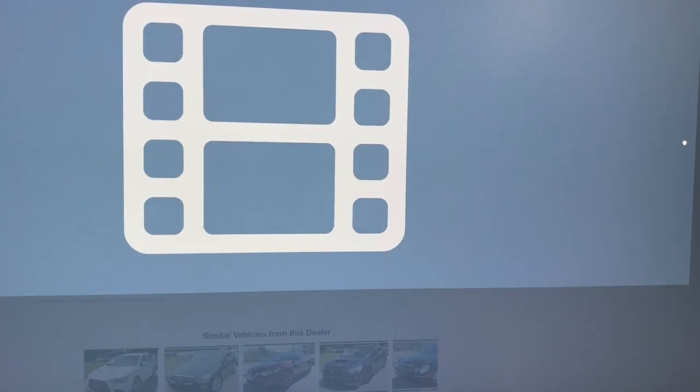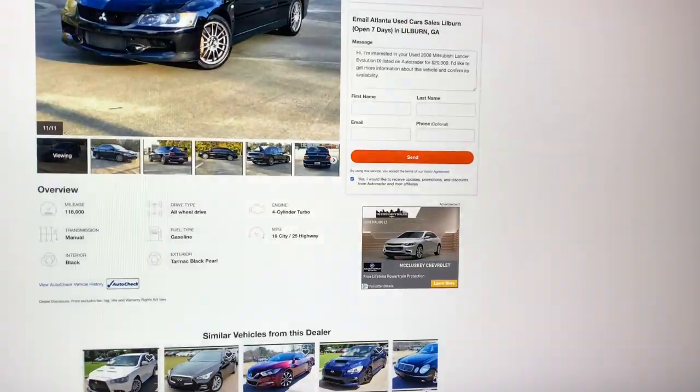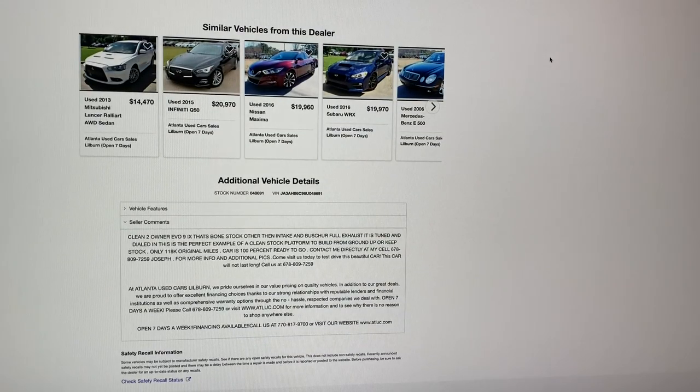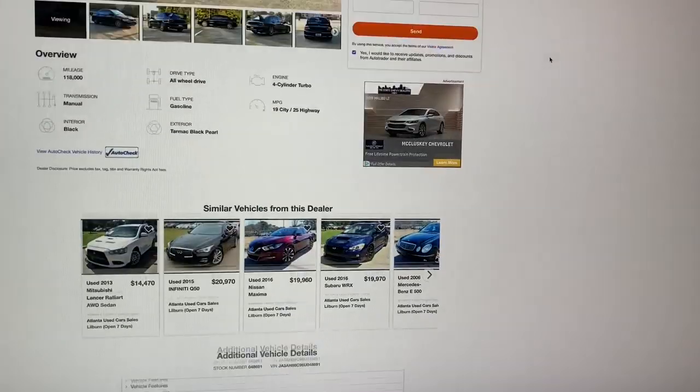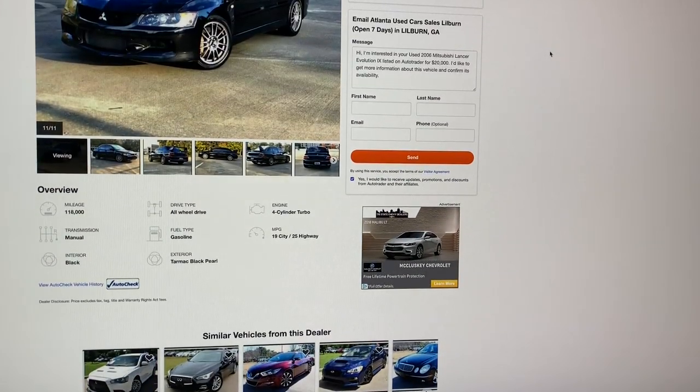I don't think it's an SE. And we're out of pictures. Okay. Says bone stock other than the Buschur exhaust and the intake. Yeah, I would definitely look further into this.